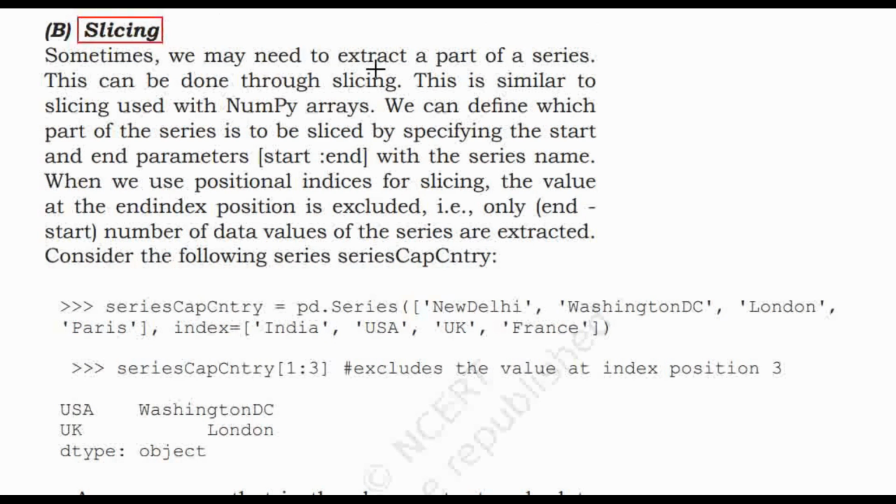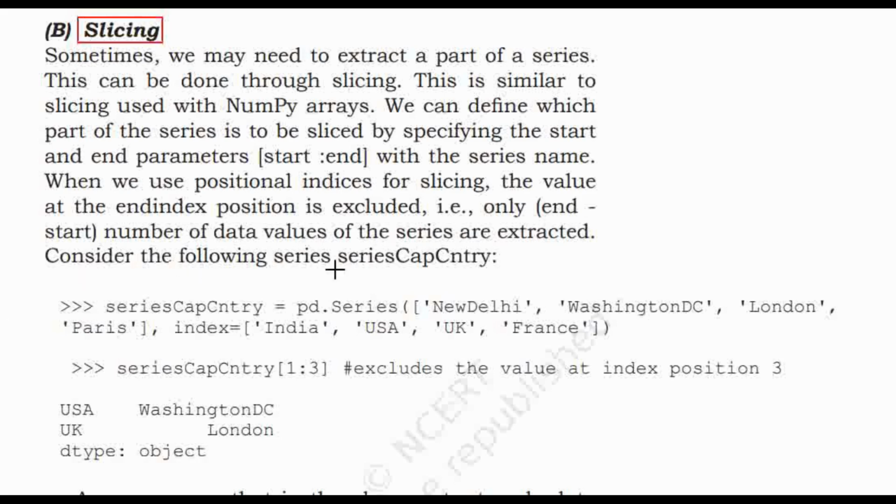Sometimes we may need to extract a part of a series. This can be done through slicing. This is similar to slicing used with Numpy arrays. We can define which part of the series is to be sliced by specifying the start and end parameters, start colon end, with the series name. When we use positional indices for slicing, the value at the end index position is excluded, that is only end minus start number of data values of the series are extracted.